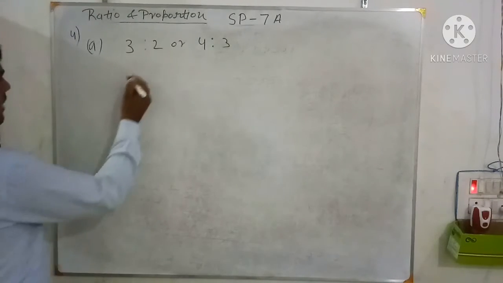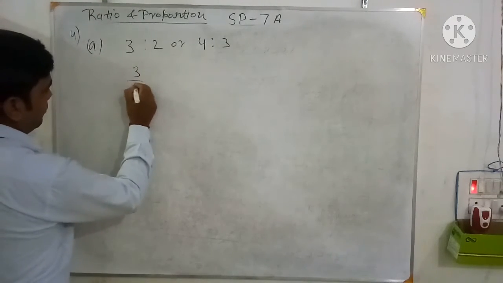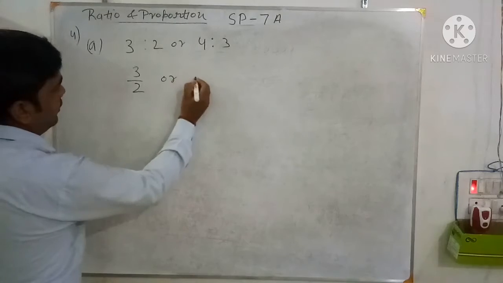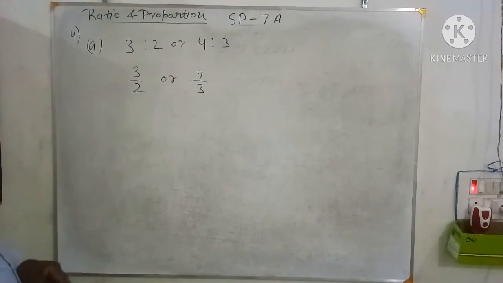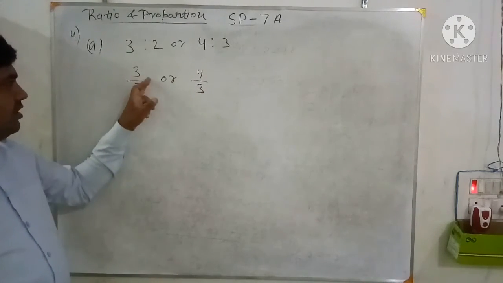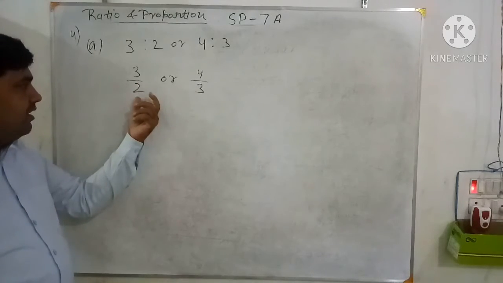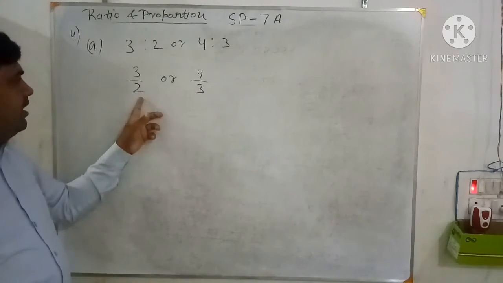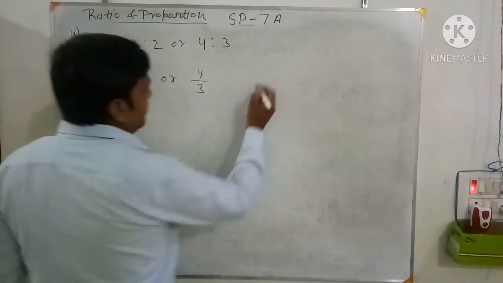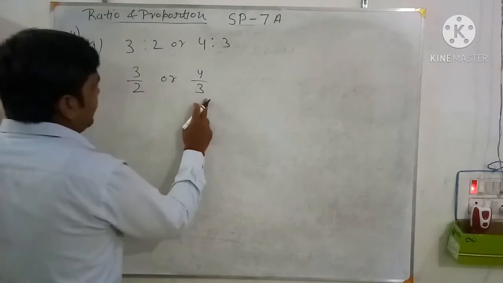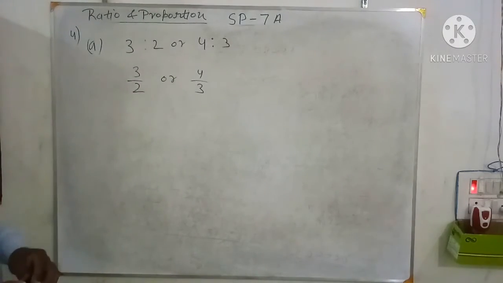So 3 is to 2 can be written in the fraction form 3 by 2, and 4 is to 3 can be written in the fraction form 4 by 3. Now see which fraction is greater. In order to compare the fractions, we have to make their denominators the same. Here the denominators are 2 and 3, and the LCM of 2 and 3 is 6.